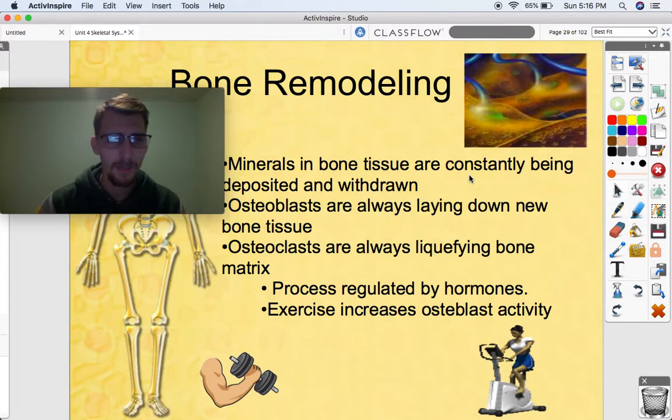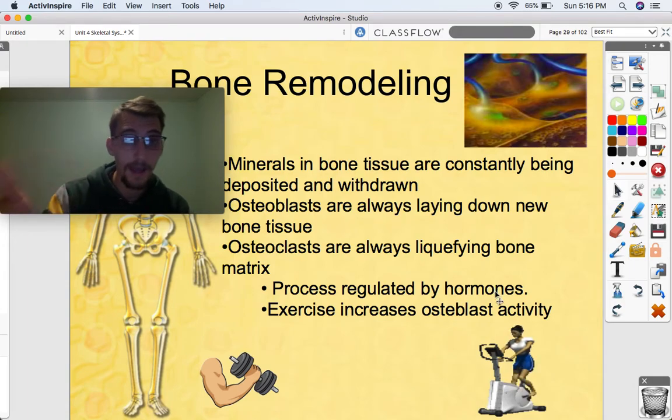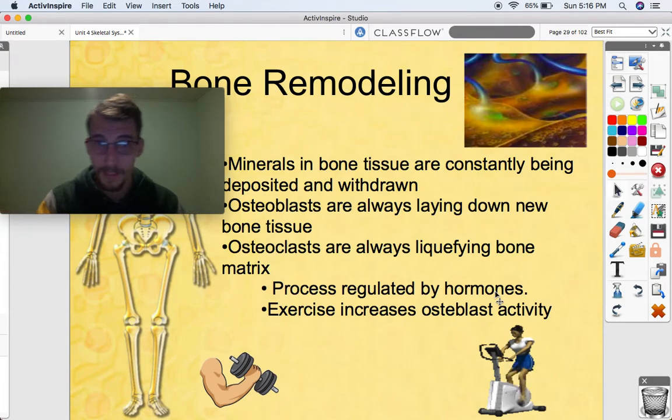And here's the thing about that too. Exercise, hormones regulate this. A hormone secreted by osteocytes regulates how osteoblasts and osteoclasts actually work. But here's the thing, exercise increases osteoblast activity, right?